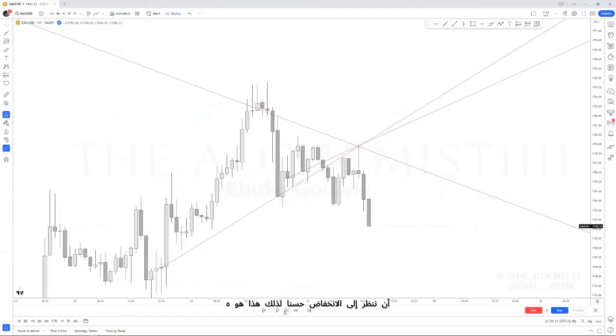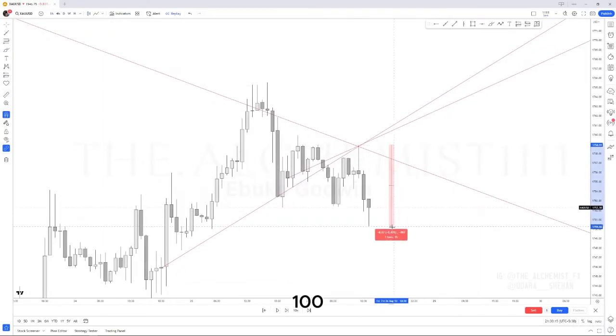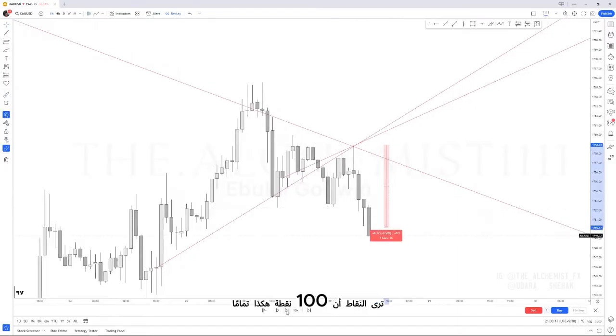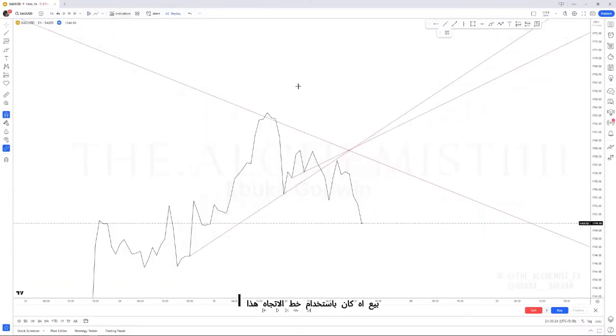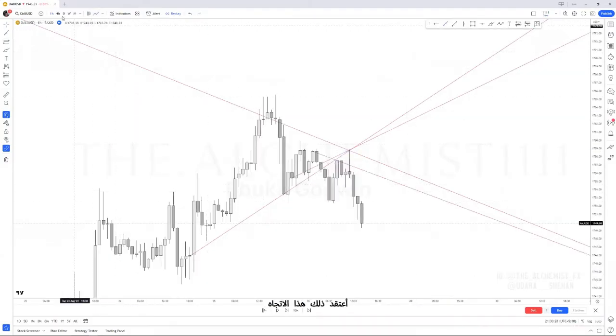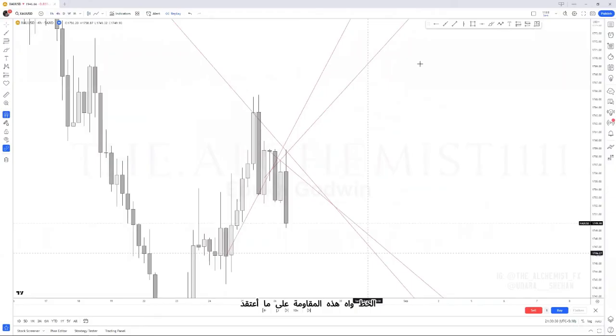Look at that. Look at the drop. So that is an easy 100 pips. See that? 100 pips, just like that. And then I think this day I took another sell. Was it using this trend line? I think so. This trend line and this resistance, I think. I don't remember very well.